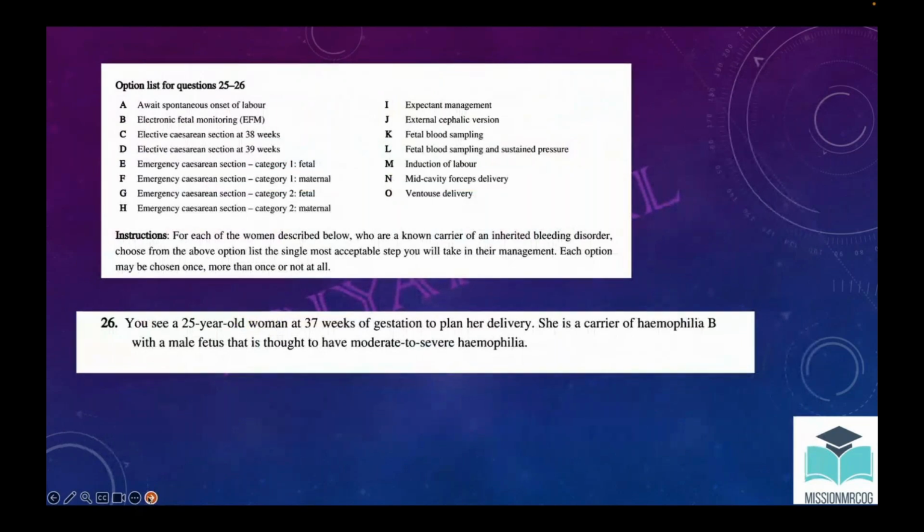37 weeks gestation planning for delivery. She is a carrier of hemophilia B with a male baby having moderate to severe hemophilia.